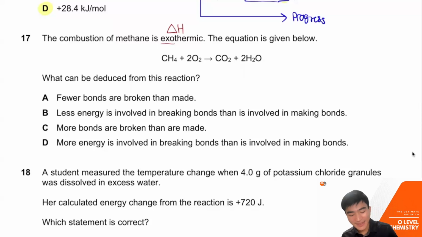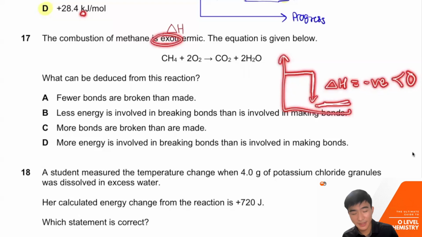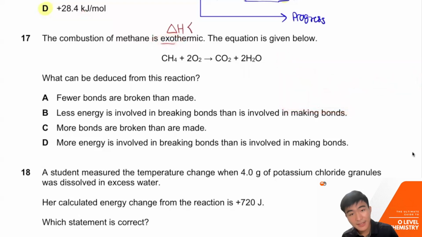Okay, exothermic. Heat exits the reaction. From a high level, we go down to a low level. So my delta H, because it's pointing down, will be negative. Negative means less than zero. So delta H will be less than zero. Fantastic. So it's a negative value.